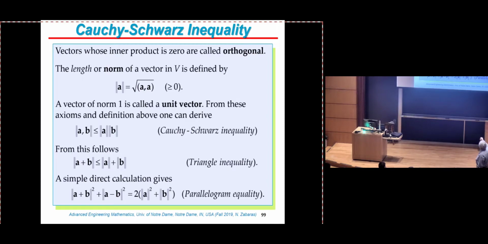Now, using the Cauchy-Schwartz inequality, you can define the triangular inequality. You can prove it. The way to prove it, as I told you, is to take the square of this and expand the magnitude squared as the inner product of a vector with itself. And then you use the Cauchy-Schwartz inequality to prove the triangular inequality. And then finally, you can prove this parallelogram equality that you see on the bottom. Again, if you expand it, everything will cancel out except you're going to have 2 times the inner product of A and B minus 2 times the inner product of A and B.